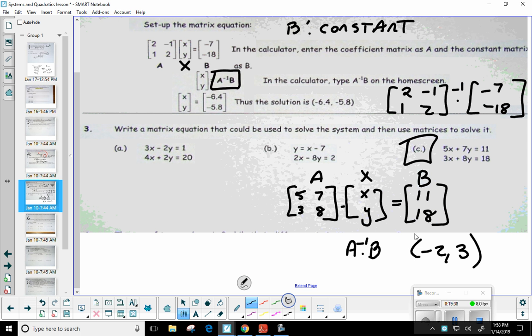There we go. So if I plug those in, I should be able to get true statements. Like, for example, 5x, 5 times -2, plus 7y, 7 times 3, should end up giving me 11. Well, let's see, 5 times -2, -10 plus 7 times 3, 21 should give me 11, and yes, it absolutely does.